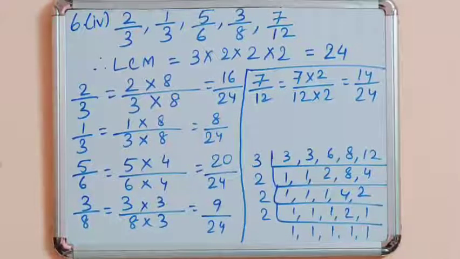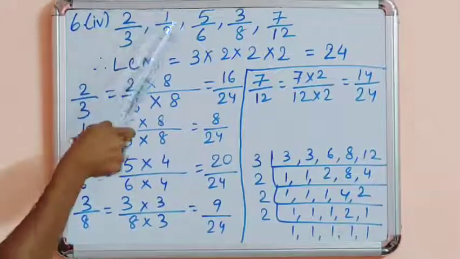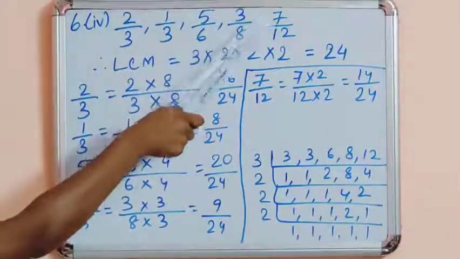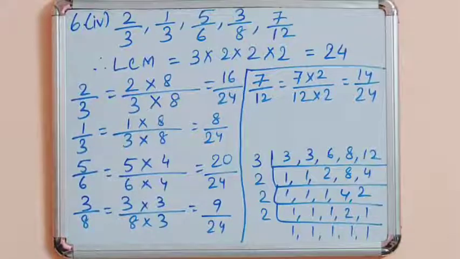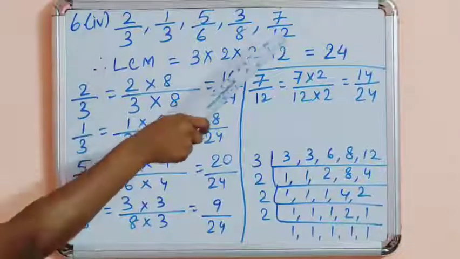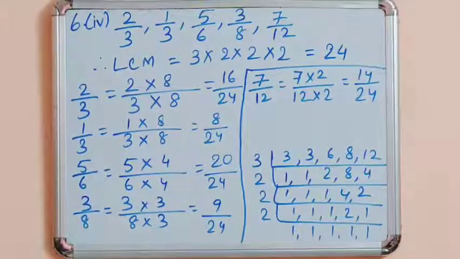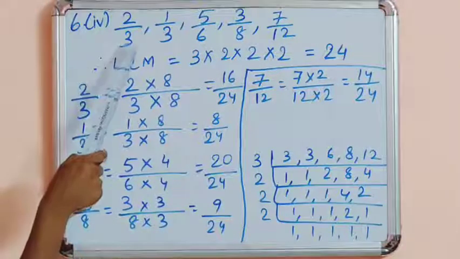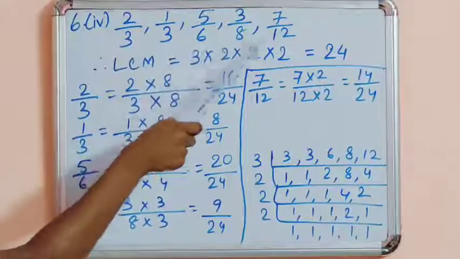Now if you look at question number 6.4, we have 2 by 3, 1 by 3, 5 by 6, 3 by 8 and 7 by 12. We have to arrange these numbers in ascending order. But here neither the numerators nor the denominators are same. So we need to take the LCM of the denominators. That means here the denominators are 3, 3, 6, 8 and 12.